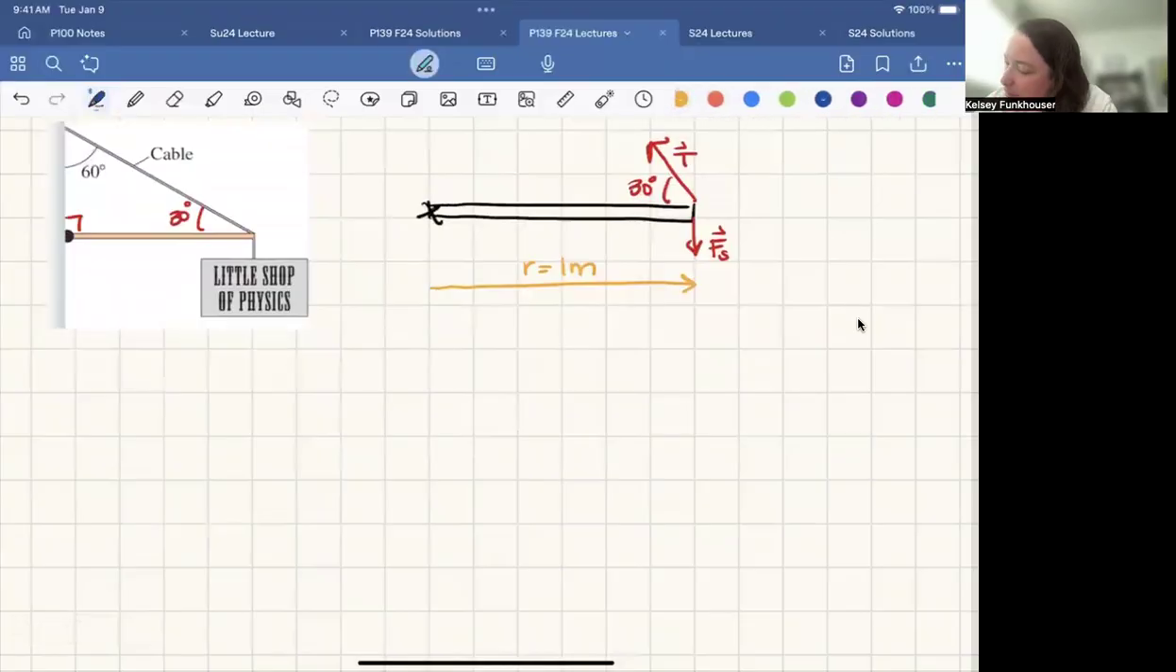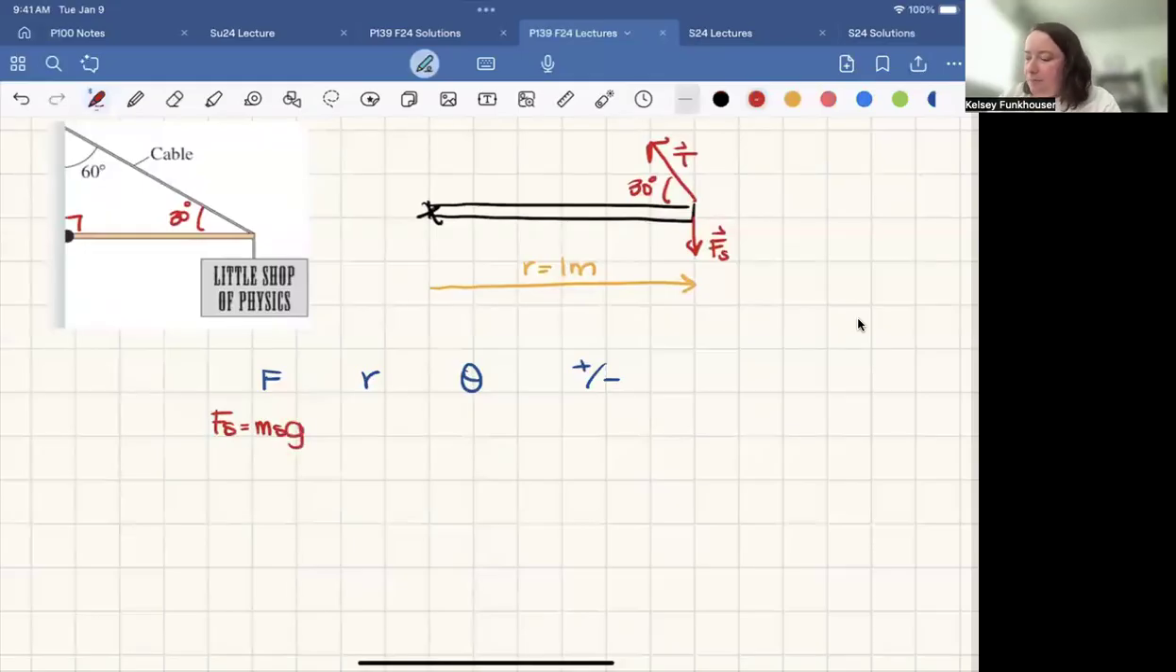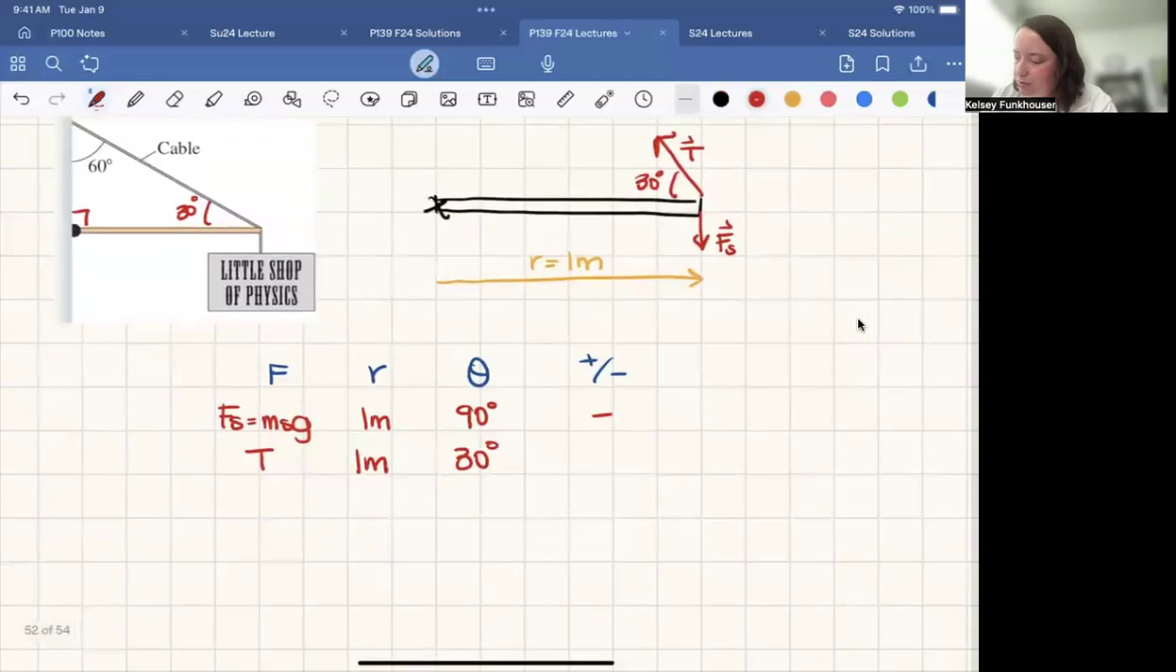Okay, now we do our torque table: force, distance, angle, and instead of writing clockwise, counterclockwise, I'm just going to write plus or minus. So let's do the force from the sign, which is just going to be the weight of the sign, the mass of the sign times the acceleration due to gravity. The distance is 1 meter, the angle is 90 degrees, and that's going to cause clockwise rotation, so that's negative. And then our tension, just T, is at 1 meter also, at 30 degrees, and that's going to cause counterclockwise rotation, so that's positive.